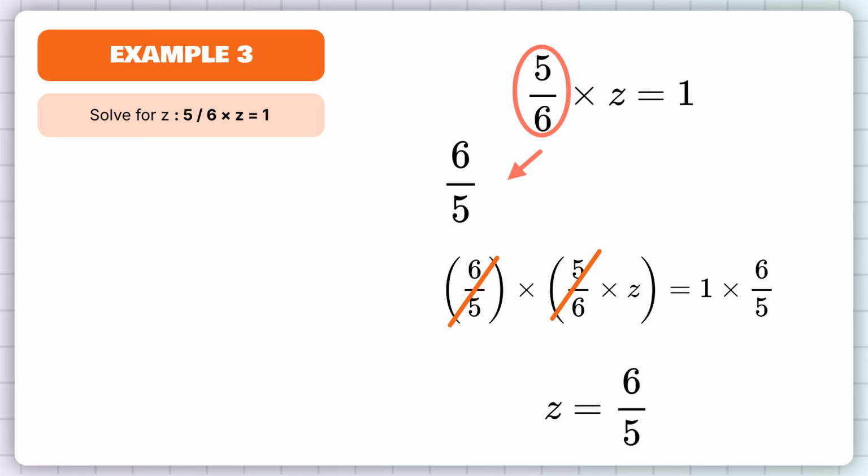These examples demonstrate how to use unit fractions as multiplicative inverses to solve equations. Understanding this concept will enable you to tackle a variety of fraction problems with greater ease and confidence.